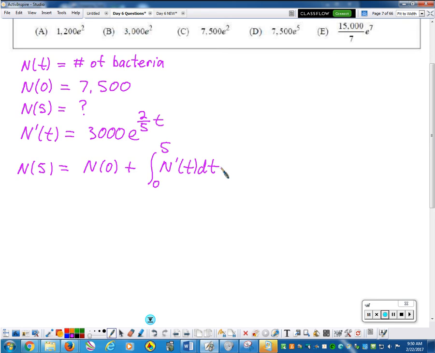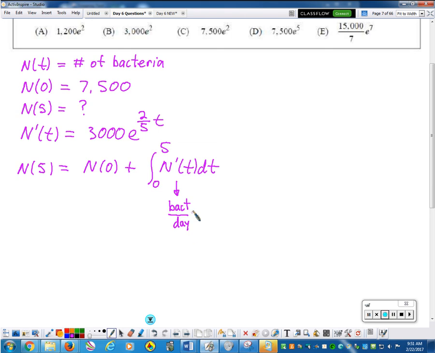I don't get the integral part. No worries. So you say back to me what n prime represents. N prime is the rate of the bacteria. Very good. N prime is the rate of change in the bacteria. So what units would be used to describe values of n prime? Bacteria per day. Nice.